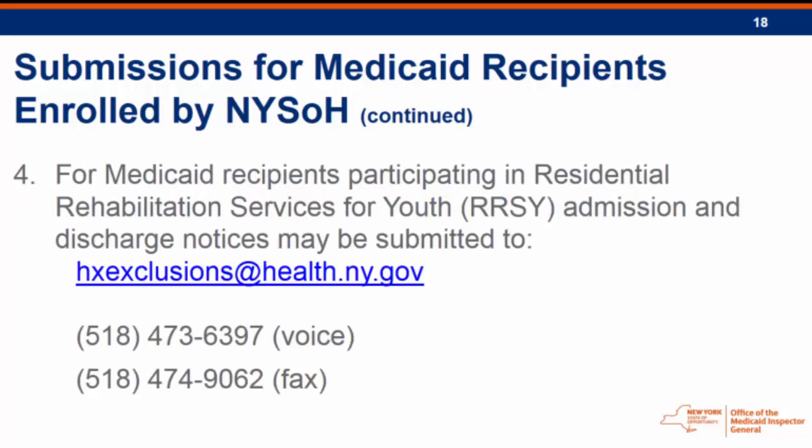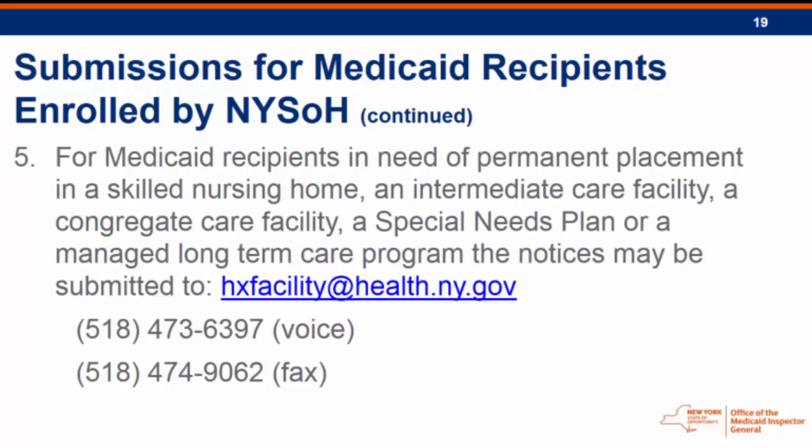edithwalbert@health.ny.gov. For Medicaid recipients participating in residential rehabilitation services for youth, admission and discharge notices may be submitted to hxexclusions@health.ny.gov. You can also call 518-473-6397. For specific retroactive disenrollment circumstances, there are mailboxes provided to receive the information. The RRSY program is designed specifically to serve chemically dependent individuals under the age of 21. Adolescents admitted to RRSY facilities are not eligible for enrollment in Medicaid managed care. Providers are paid fee-for-service.